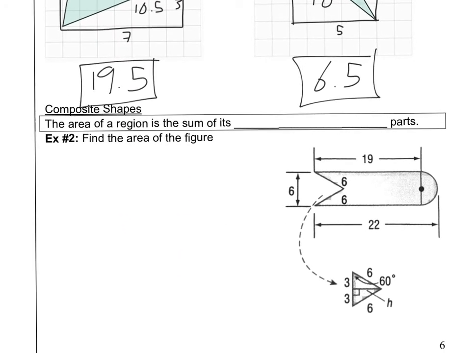Now we're talking about composite shapes. Composite shapes are just shapes that are made up of different parts or different shapes. And so we can find the area of a region by finding the sum of its non-overlapping parts. So the parts that aren't overlapping, as long as we cut it up into legit parts, we should be fine. Now I'm going to show you a trick that I like to do with these to make my life easy. I like to literally just kind of sketch out what I'm going to do, what parts I'm going to add up. So let me give you an example.